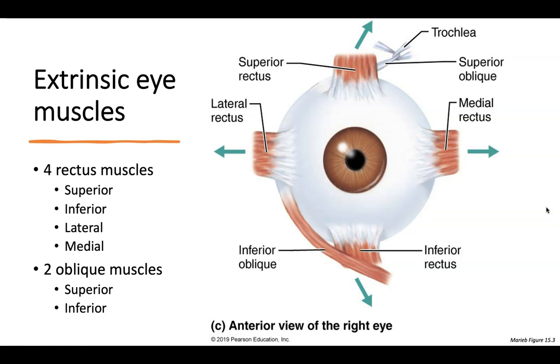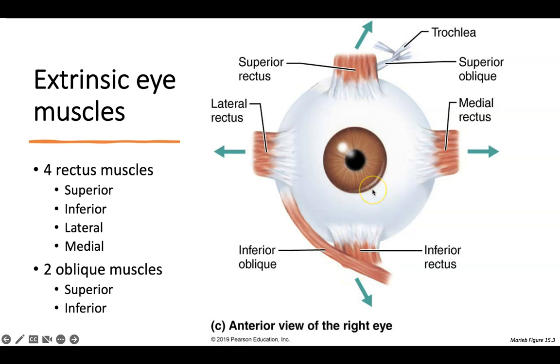Now let's take a look at the extrinsic eye muscles. We have 6 of these muscles that are connected to the sclera of the eye. These include the rectus muscles. There are 4 of these rectus muscles: superior rectus on the superior side of the eye, inferior on the inferior side, lateral on the lateral side of the eye, and medial on the medial side of the eye. Additionally, there are 2 oblique muscles, which rather than connecting straight up and down, or left and right, connect at an angle to the eye, hence oblique. There's one on the top of the eye, the superior oblique, and one on the bottom of the eye, known as the inferior oblique.